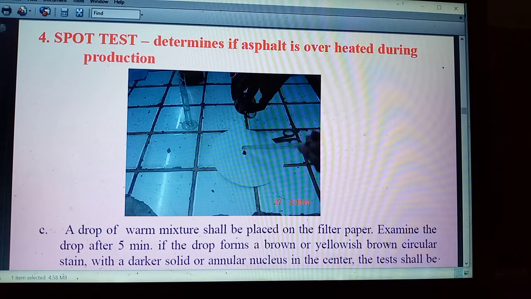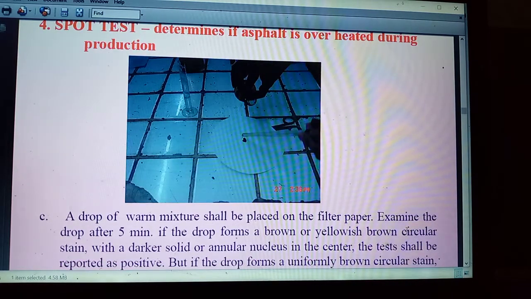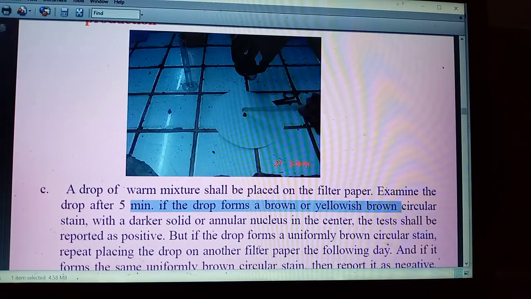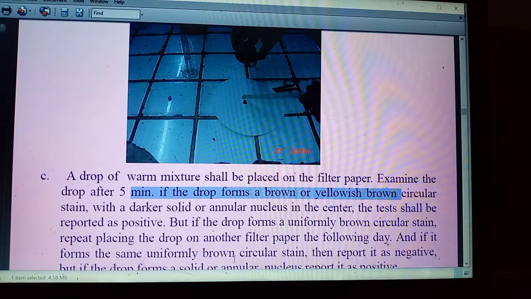So, meron kang dalawang trials. So, para maging positive, dapat brown or yellowish brown circular stain ang makita mo, okay? Brown circular stain. Ibig sabihin, pabilog, okay? Brown or yellowish brown circular stain para masabi mong positive. Pero kapag uniformly brown circular stain lang, okay? Hindi pa bilog, uniformly brown, parang yung hindi siya circle yung nabuo, negative siya, okay?